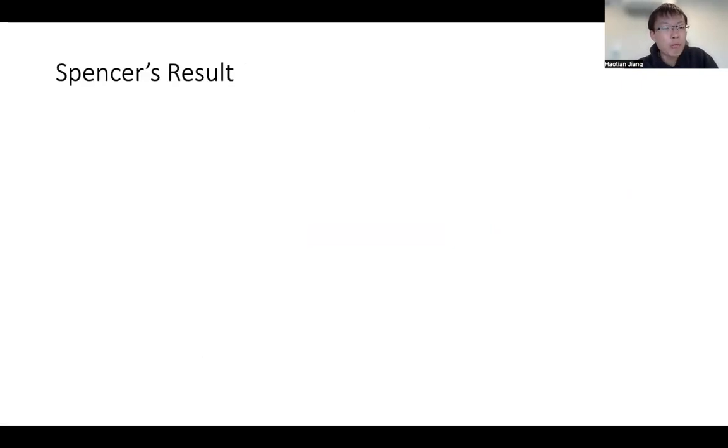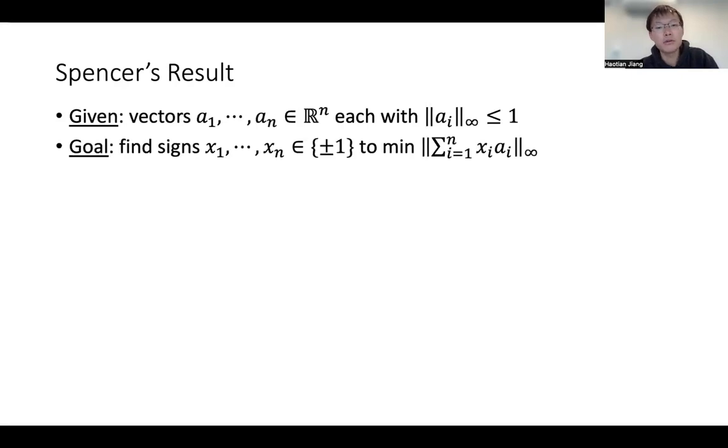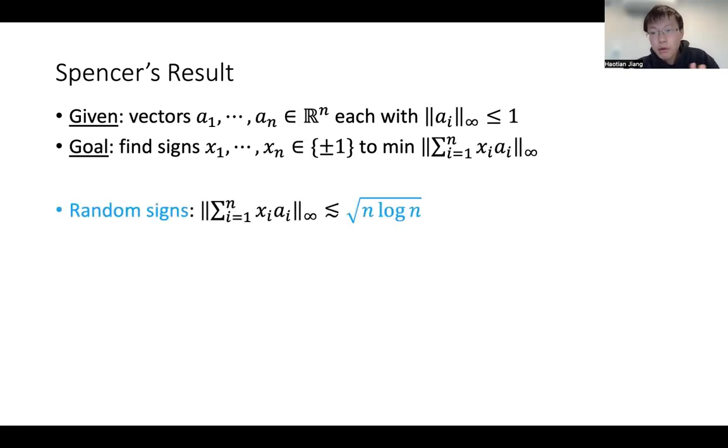So now I want to talk about one of the most foundational results in discrepancy, by Spencer. Let's recall our problem. We are given these vectors A1 to An, each has L infinity norm at most 1. Our goal is to find ±1 signs to minimize the L infinity norm of the signed sum. The most natural strategy when you first encounter such a problem is to pick the signs uniformly at random. If you do that, the discrepancy is typically on the order of square root of n log n. I will use this notation throughout to mean that the left-hand side is at most a constant times the right-hand side.